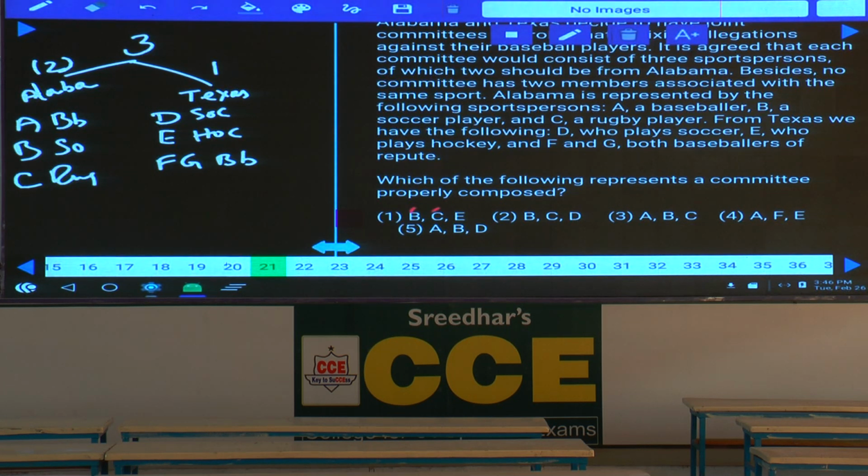Tell me whether we can have B, C, and E or not. B and C are from Alabama, 2 persons from Alabama, that is fine. And E is from Texas. The first condition, 2 from Alabama, 1 from Texas, is valid. Then B and C are soccer and rugby, and E is hockey. These 3 persons belong to 3 different sports, so all the conditions are satisfied. Hence, BCE is a possible committee. If you check choice 2, B, C and D, B and D belong to the same sport, soccer. Hence, choice 2 cannot be right. Similarly, you can eliminate the remaining choices. Done with this?